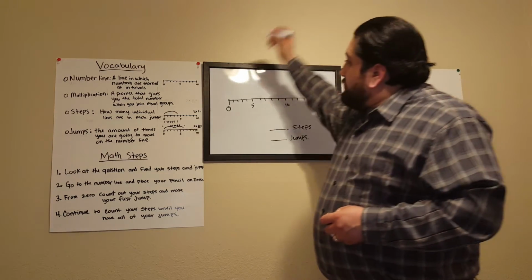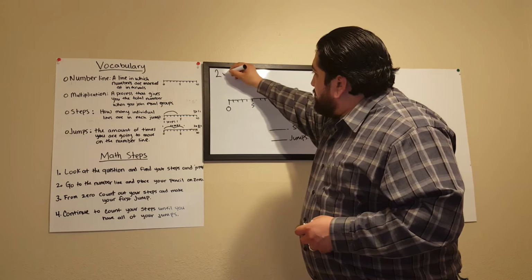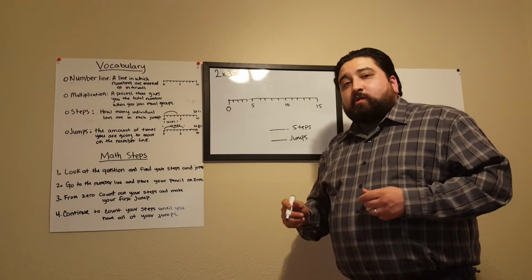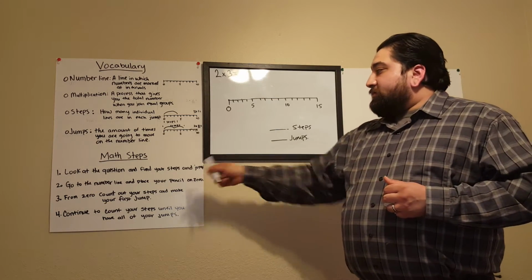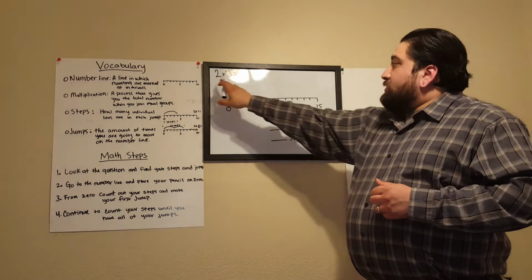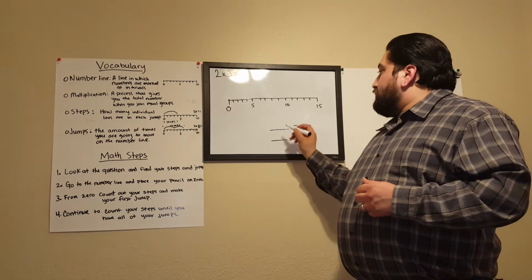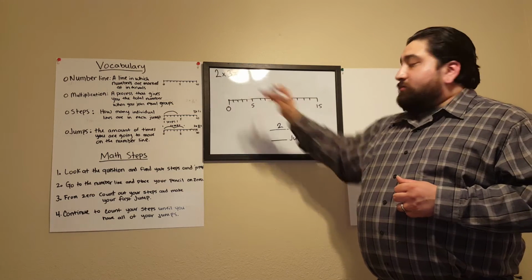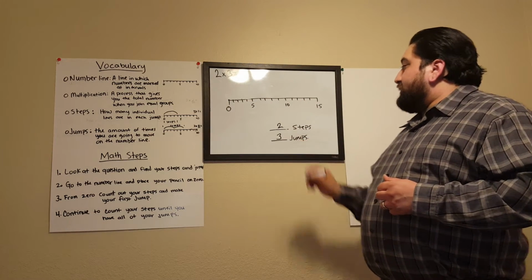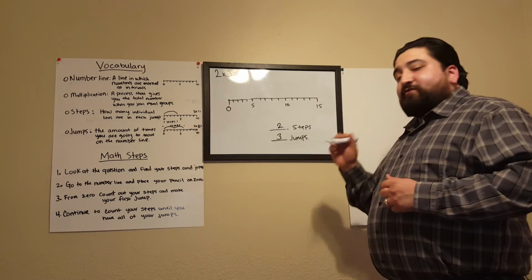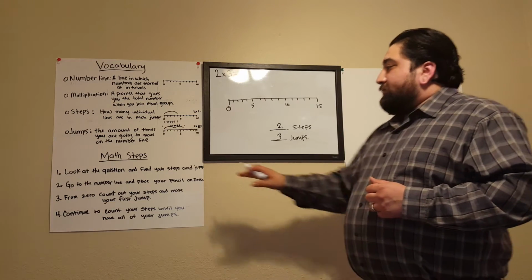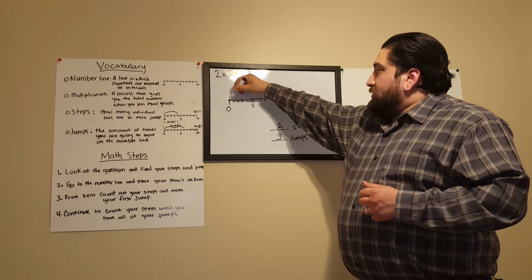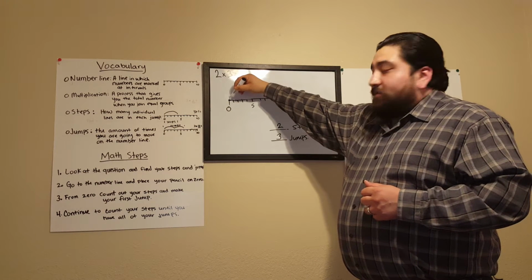Let's try 2 times 3. Okay? So again, let's go to our math steps. Find our steps and our jumps. The first number is our steps, which is 2. The second number is our jumps, which is 3. So we're going to have 3 jumps in this one. Every jump is going to have 2 steps. So from there, we go to number 2. Place our pencil on 0. Once we do that, we can go to step 3.